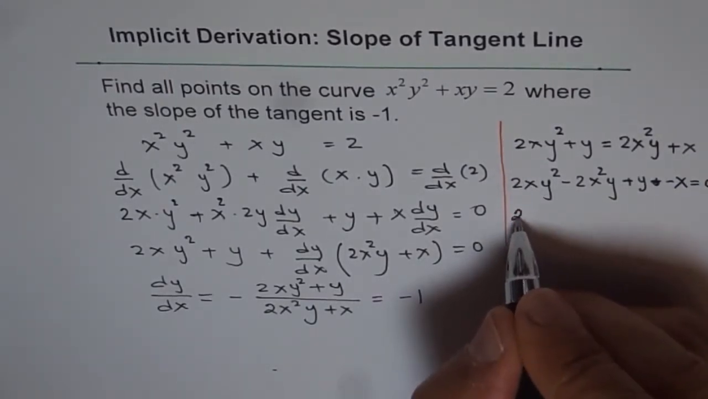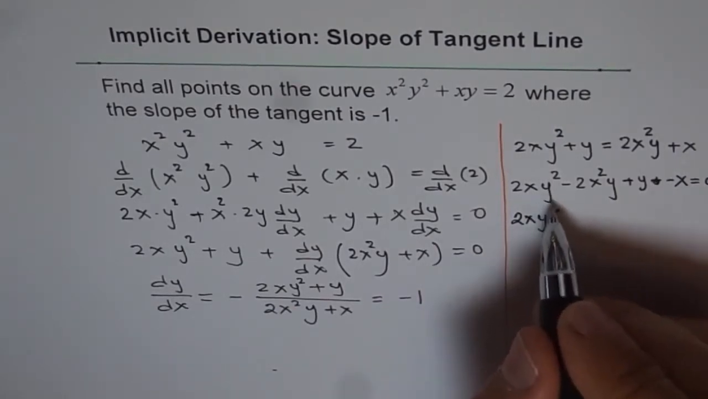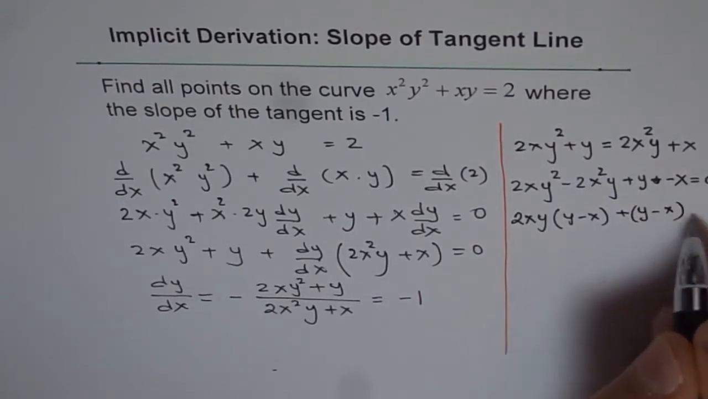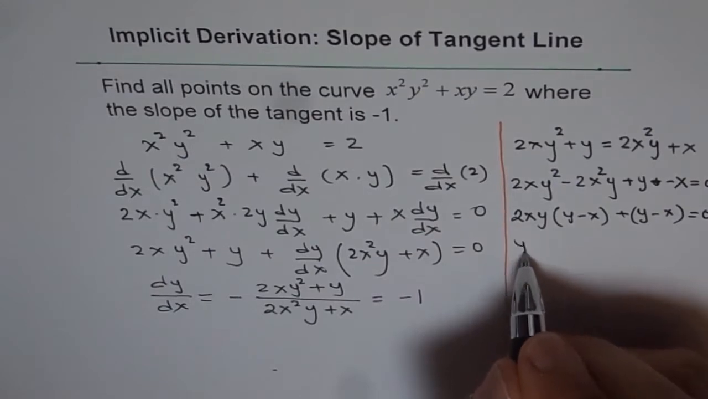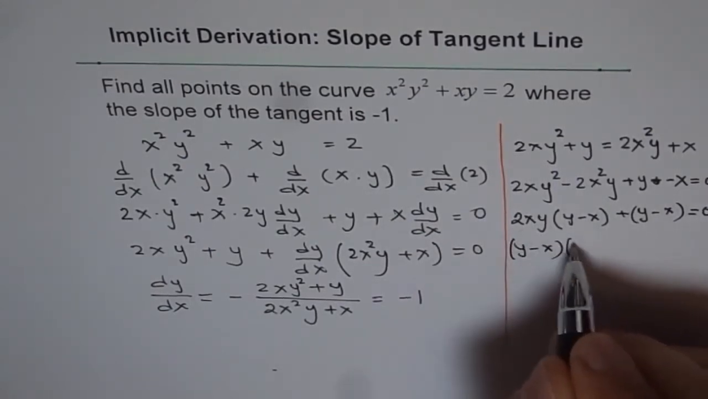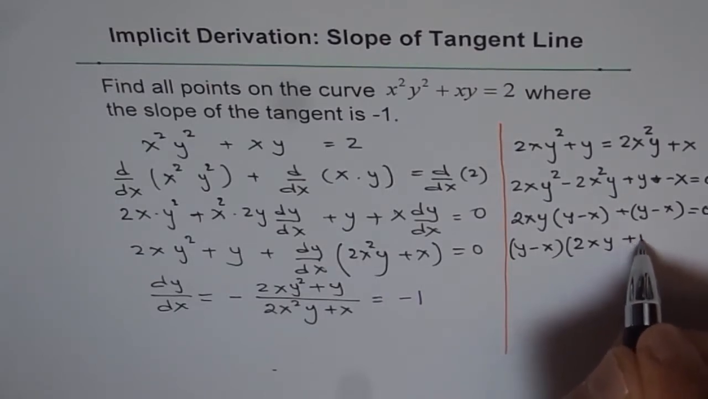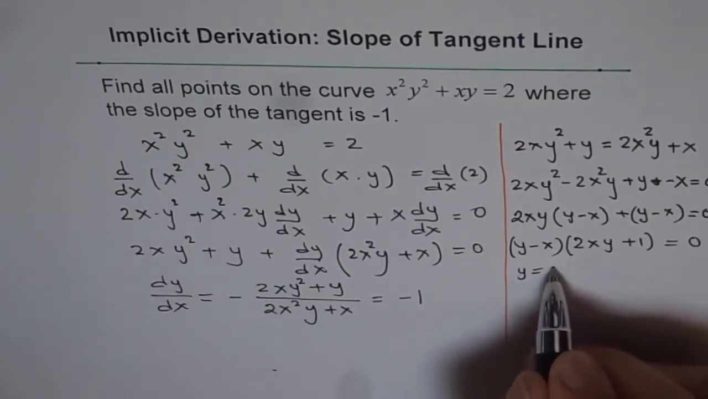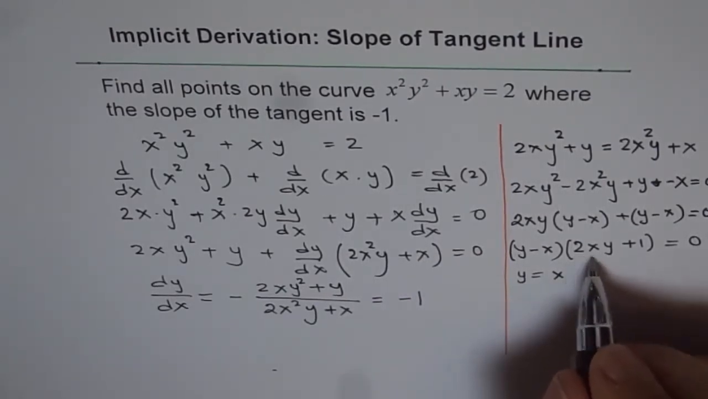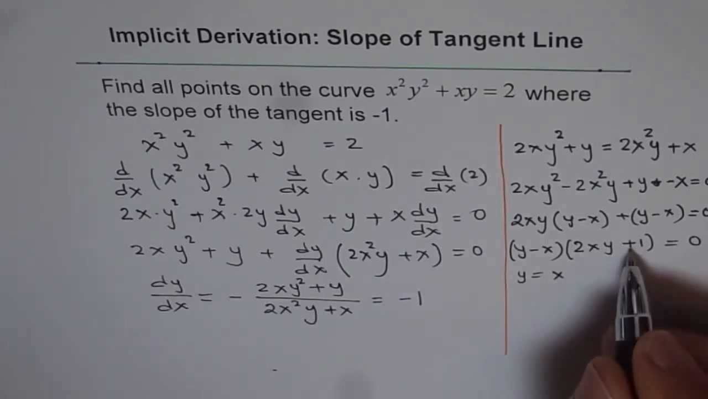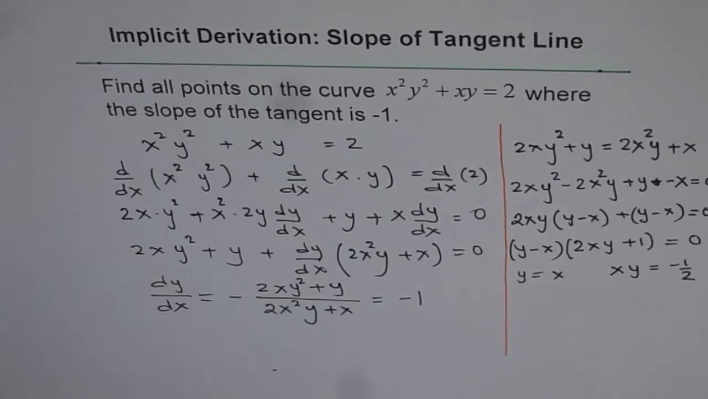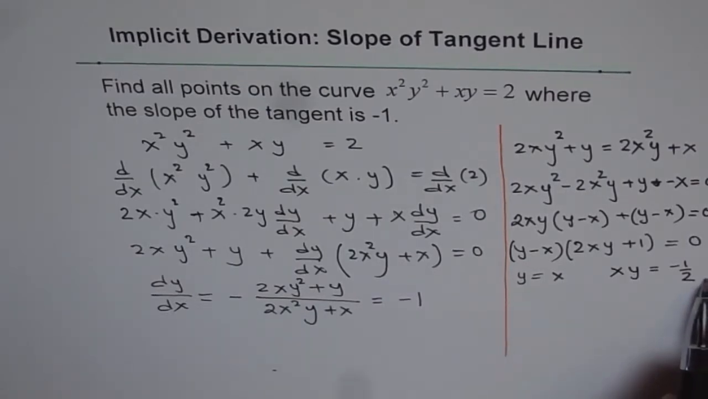Now what is common here? 2xy is common. So we'll say 2xy, and within brackets we're left with y - x, and here we have y - x = 0. So y - x can be taken common, and we're left with 2xy + 1 = 0. Now for this equation to be true, we have y = x as one solution, and the other solution is 2xy = -1, or we can write this as xy = -1/2. So that is another solution for us.